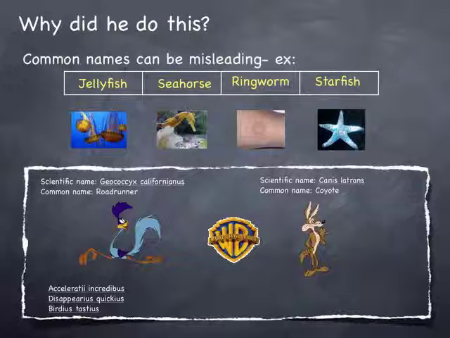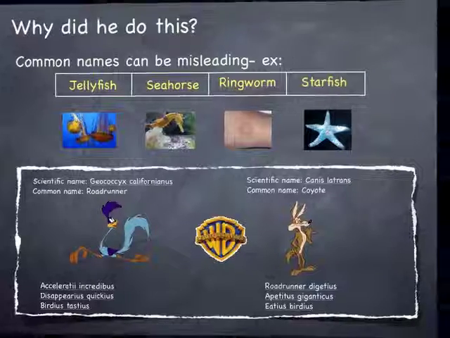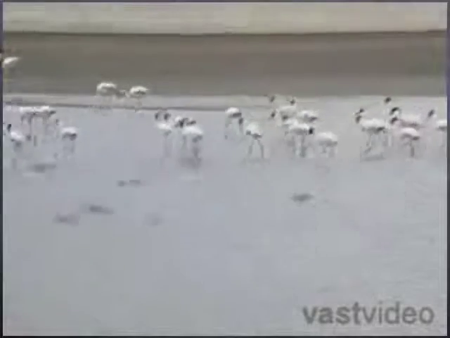So again, those look like scientific names. Why? The endings, because they have those sort of Latin endings, and they're written in italics or underlined. Roadrunner digestus, Appetitus giganticus, Eatius velocius. Those are just jokes that, if you sort of know about scientific names, can be funny. All right, let's watch this little video clip here.